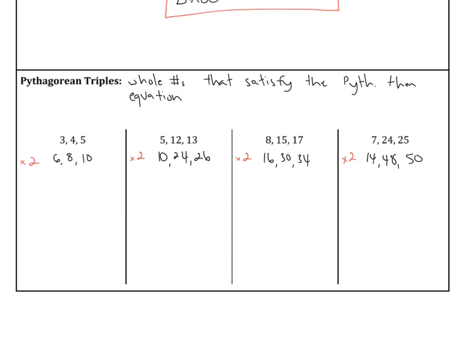And then, of course, the list goes on because I can continue to multiply by 3. I can continue to multiply by 4, and so on and so forth. So there are technically an infinite amount of Pythagorean triples, but they do come from these original triples, or base triples, I guess you can call them.